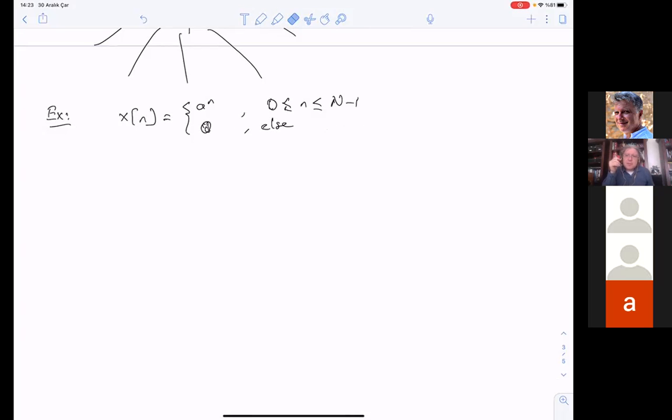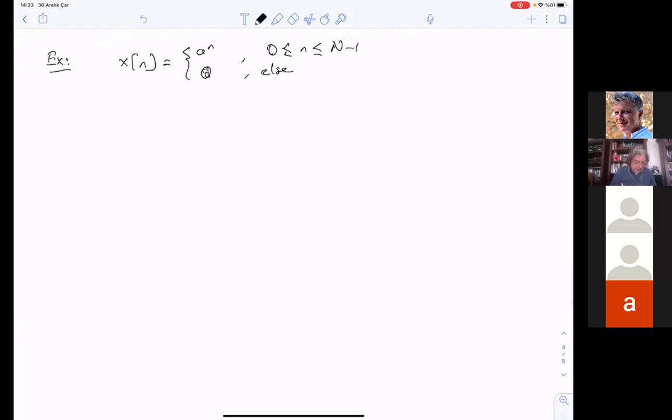Now, if you may remember from the Laplace transform, if you have a finite signal, the region of convergence was the entire S-plane. So again we will have a Z transform, but the region of convergence is expected to be the entire Z-plane. Is it going to be like that? It must be like that. Let us see.